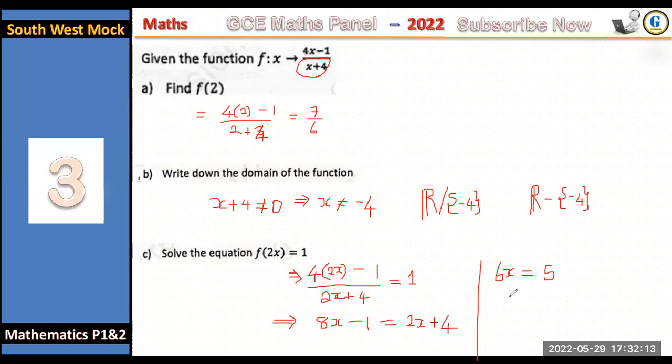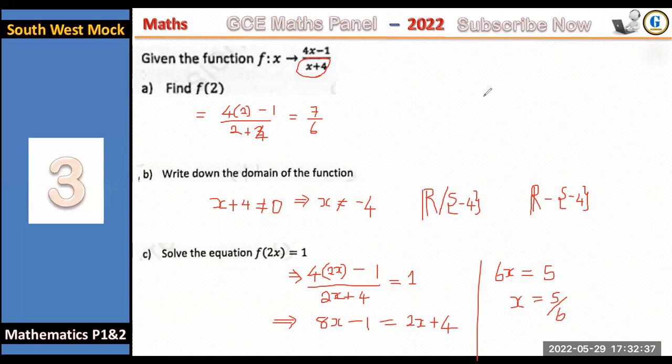All right, so now here we have 6x equals 5 and x will be equal to what value? 5 on 6. Yes, sir. Careful, this one is easy to make an error.